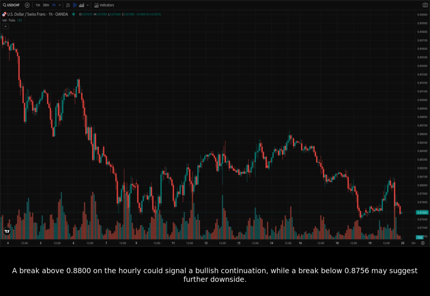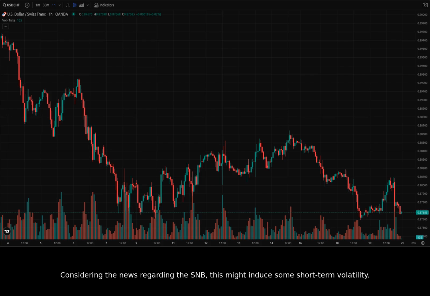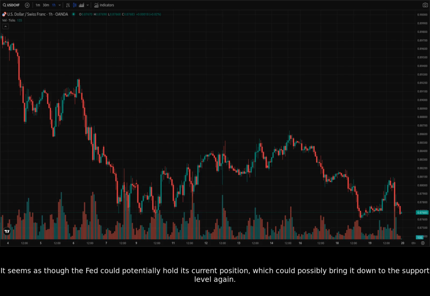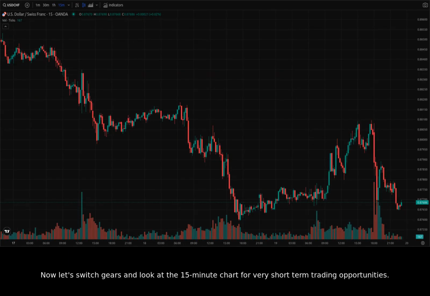A break above 0.8800 on the hourly could signal a bullish continuation, while a break below 0.8756 may suggest further downside. Considering the news regarding the SNB, this might induce some short-term volatility. It seems as though the Fed could potentially hold its current position, which could possibly bring it down to the support level again. Now let's switch gears and look at the 15-minute chart for very short-term trading opportunities.